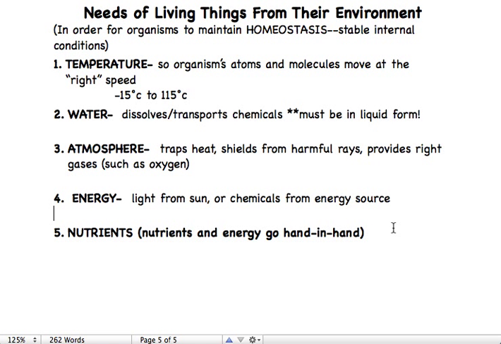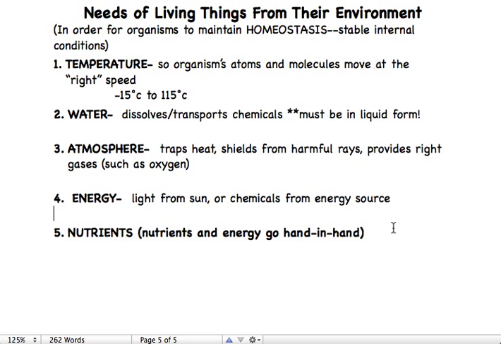The needs of living things from their environment, in order for organisms to maintain stable internal conditions or homeostasis, are: temperature, so that an organism's atoms and molecules move at the right speed, and they've determined that correct temperature range is negative 15 degrees Celsius to 115 degrees Celsius. Number 2, water, which dissolves and transports chemicals and must be in liquid form.